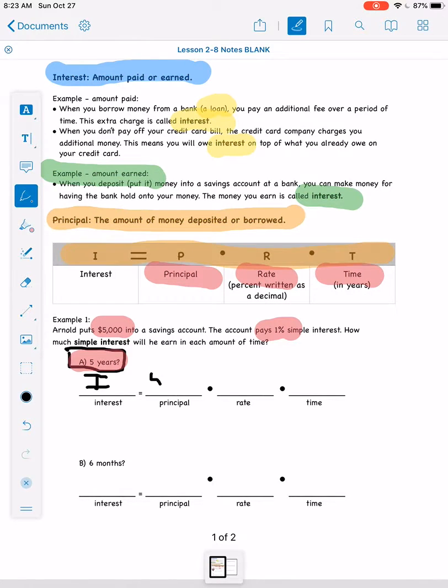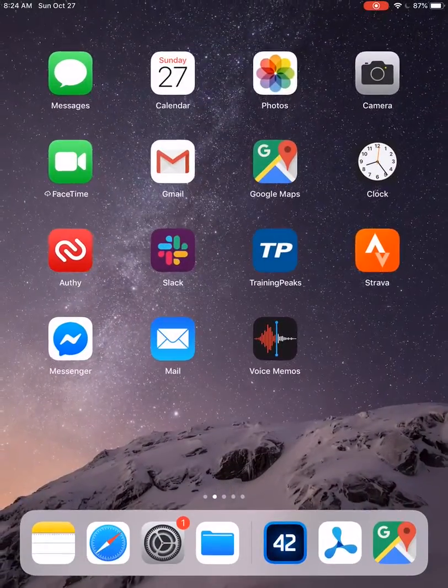So here we have our 5,000. We know our rate is 1%. We turn that into a decimal by moving our decimal place 2 places to the left, and that would give us 0.01. And the amount of time that we're leaving our funds in there for is 5 years, because we have our number of years in time here. So we would need to put this into our calculator. We have our calculation here. We're going to take 5,000 times 0.01.